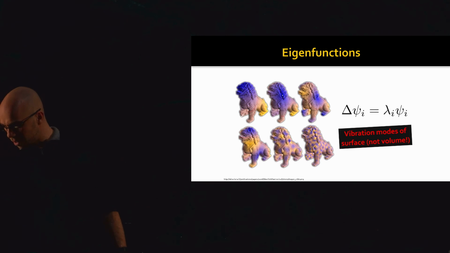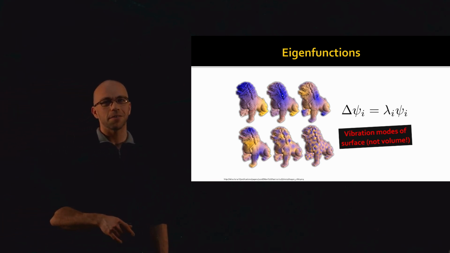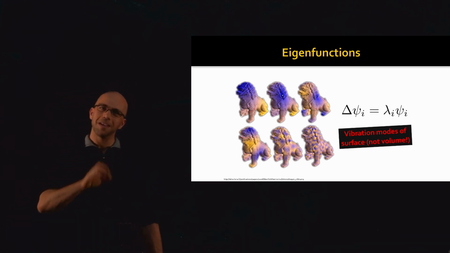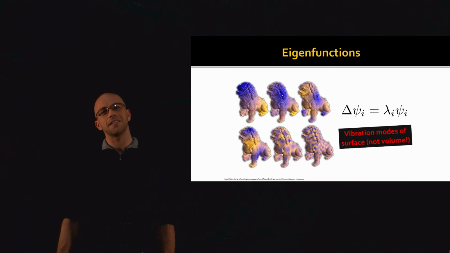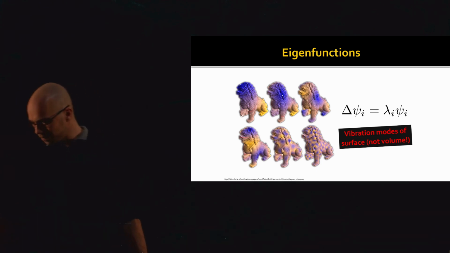So for example, we can compute the eigenfunctions, and what we get are the vibration modes of our surface. Just to reiterate, this is the surface viewed as a two-dimensional manifold embedded in R3. This is not a volume. So for instance, here we see the vibration modes of this complicated lion model. And there's all kinds of fun physics experiments you can do as well.